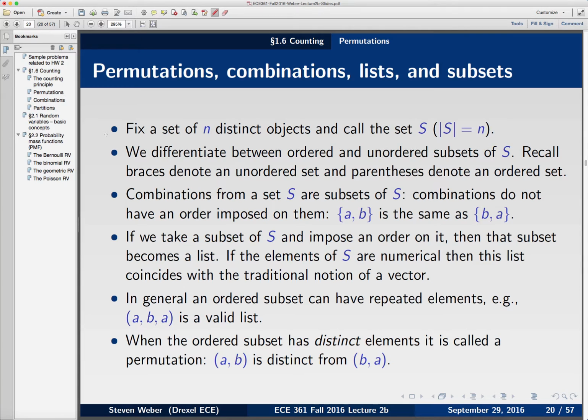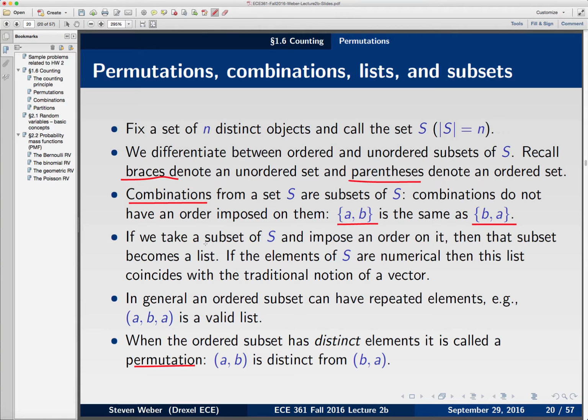Notationally, recall that we use braces to denote an unordered set and parentheses to denote an ordered set. In this section, we're talking about combinations and permutations. Combinations are always associated with unordered sets, whereas permutations, described below, are always associated with ordered sets. Let's first talk about combinations. Combinations do not have an order, and therefore the subset of S with elements A and B is the same as the subset of S with elements B and A. As there is no order in the set, these 2 objects are equivalent.